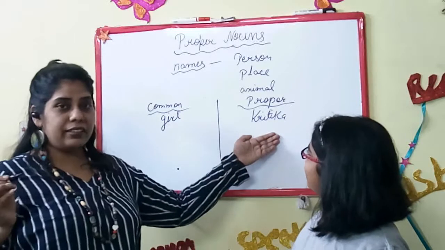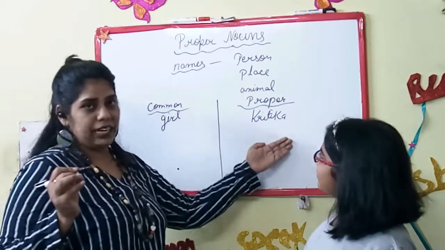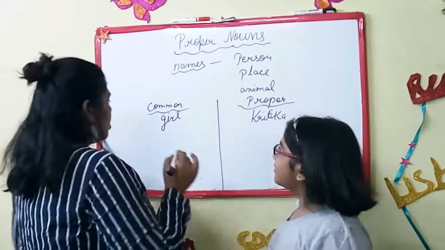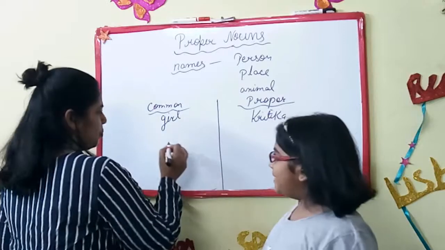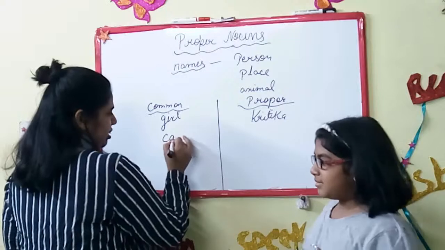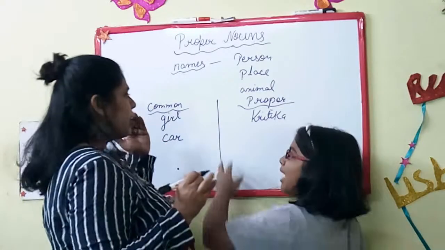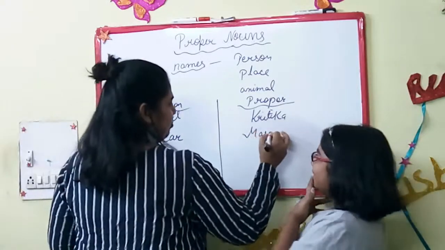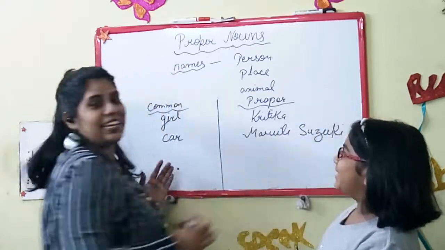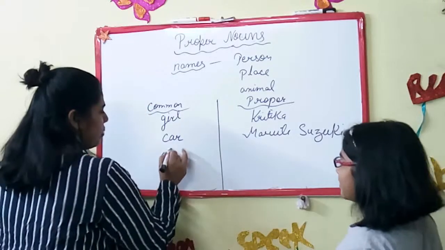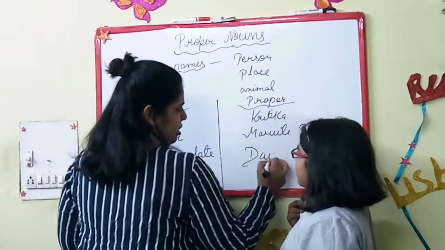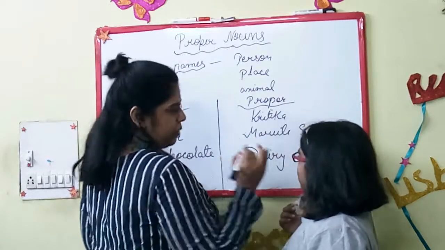So when I'm specifying the girl, I'll give a name. That is called a proper noun. When I'm not specifying, it is a common noun. Very simple. So let's start. An object, like chair, table, something like car. A car is common. Maruti Suzuki is proper. When you are saying chocolate, chocolate is common. When you are saying some specific chocolate like Dairy Milk, it becomes proper.